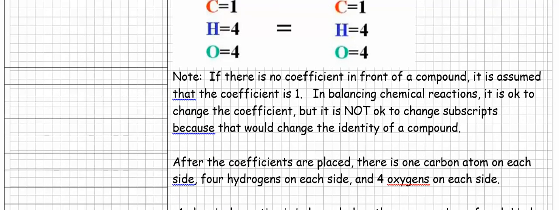And we've already said that if there's no coefficient in front of a compound, it's assumed that the coefficient is 1. In balancing chemical reactions, it's okay to change the coefficient.